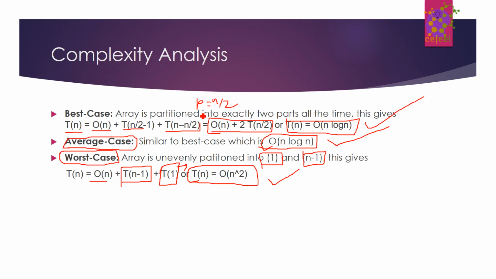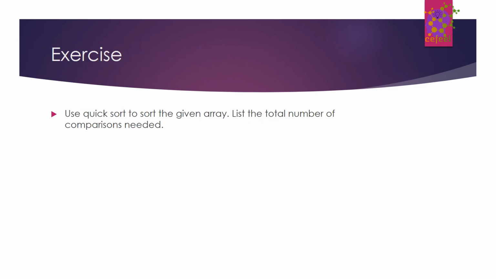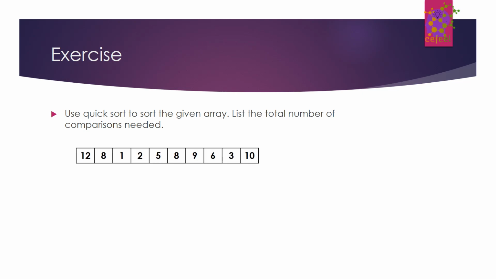Awesome. So I hope this complexity analysis was clearer. If not, make sure to write a comment on the video, and I'll definitely respond to you with more details. And finally, before we end, here is an exercise for you. Use quicksort to sort this given array. List the total number of comparisons needed and see what the total count is. Compare it with n. In this case n is 10 because we have 10 elements, and see how many comparisons you need in total to sort this array.